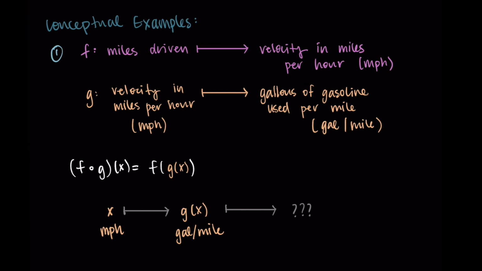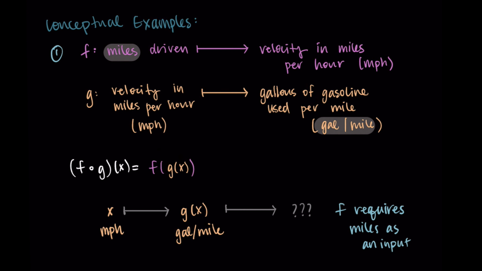But you'll see that it's not going to work because the inputs of f need to be miles. So we don't have a mile value, we have a gallons per mile. So f requires miles as an input, and we don't have that. So we would say that f composed with g, or f of g, is not defined. So this is a function composition that we cannot do in this context.